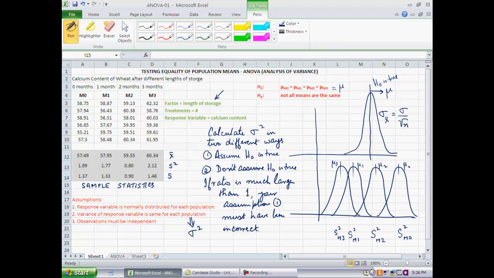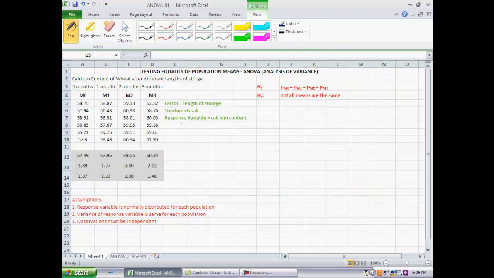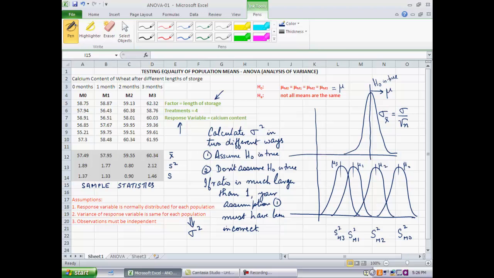We decide that the factor that we're interested in studying is the length of storage. So every design of an experiment will have one or more factors, and the output of interest, in this case the calcium content of wheat, is what's called the response variable. So essentially we are interested in studying, is there any impact of varying this factor on the response variable. In our case, we have set up 4 different storage lengths, 0 months, 1 month, 2 months, and 3 months, which for brevity I've labeled as M0, M1, M2, and M3. So we have 4 different treatments here.